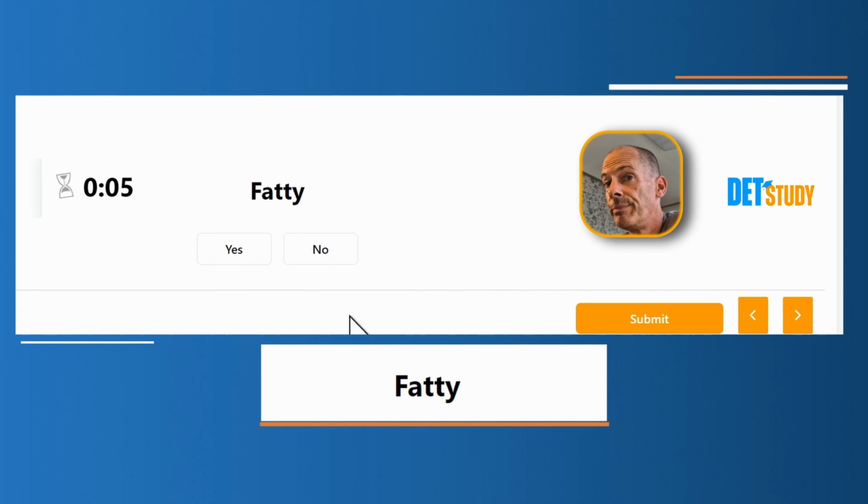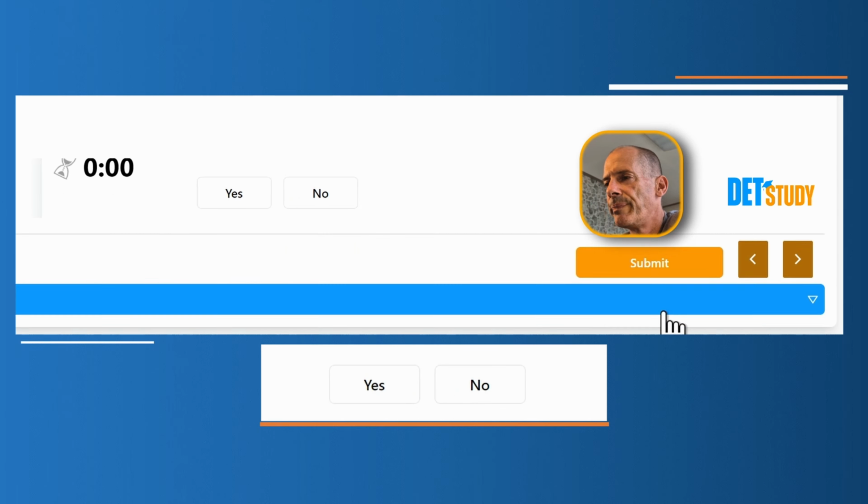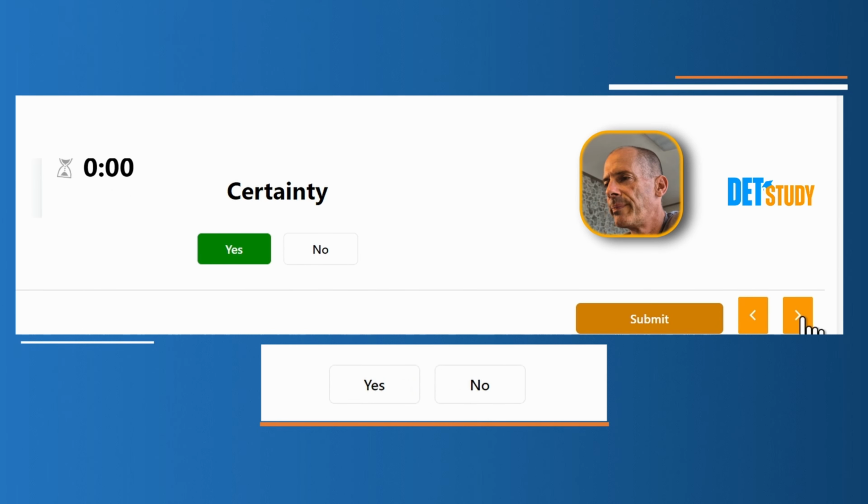Fatty. Fatty acids. Yes. Veramus. What do you think? I say no. Good. Certainty. Yes, that's a word.